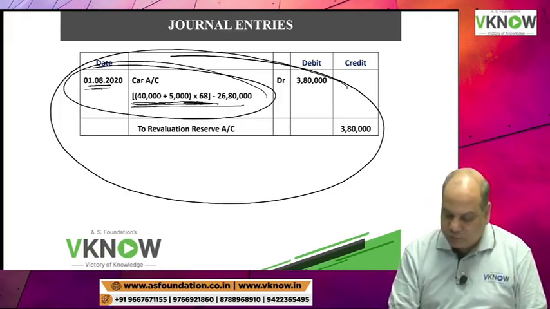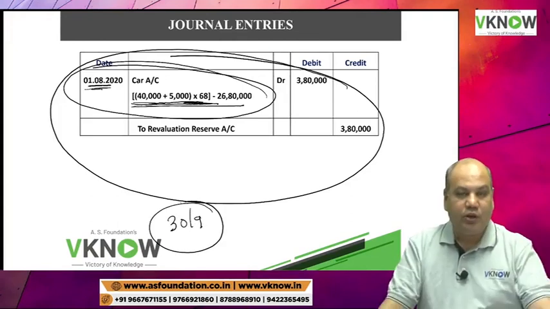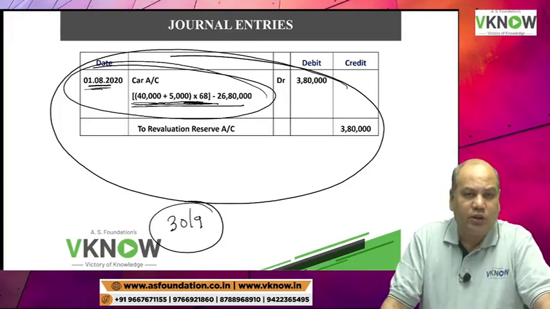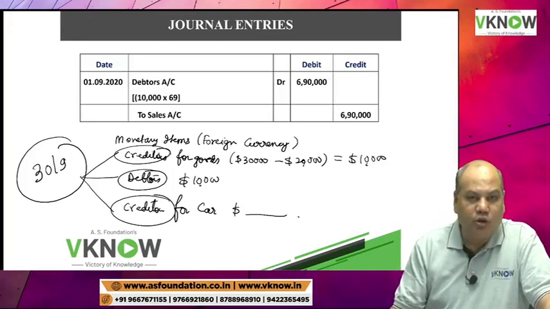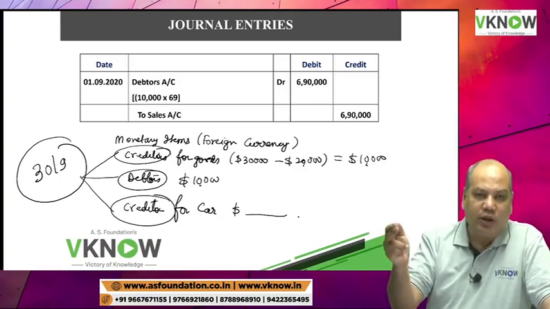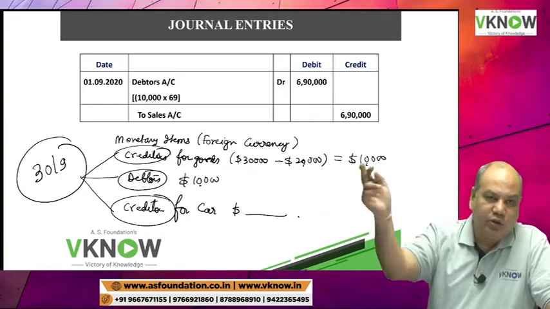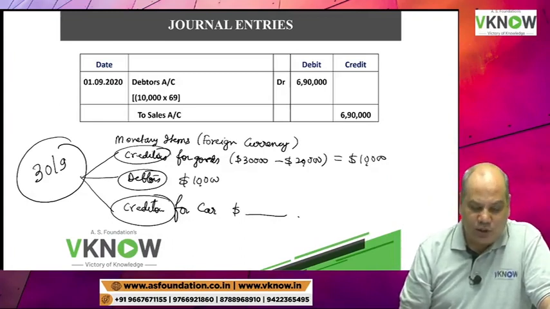That we have done. They have not given anything about 30th September, whether on 30th September the car was revalued or not. So we will not revalue the car. The car is a non-monetary item carried at revalued amount. The exchange rate will be applied on the date when the asset was revalued. The asset was revalued on 1st September. We have applied that rate. So my job is done.